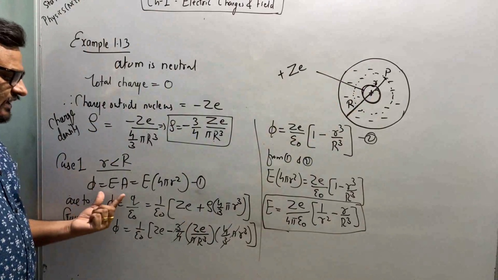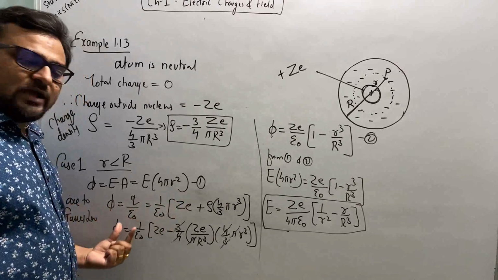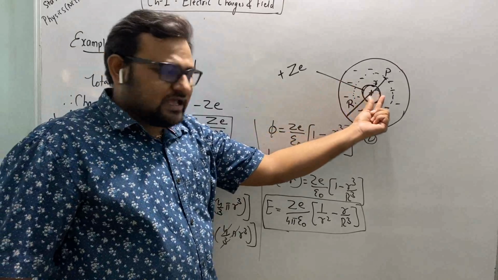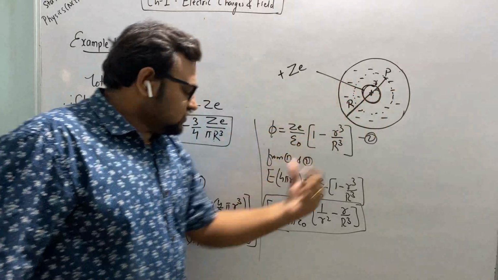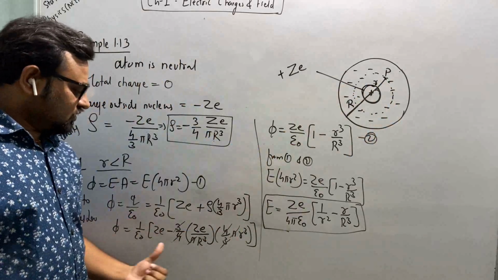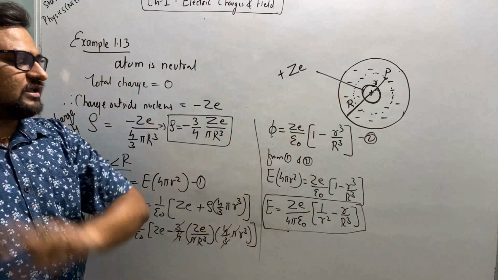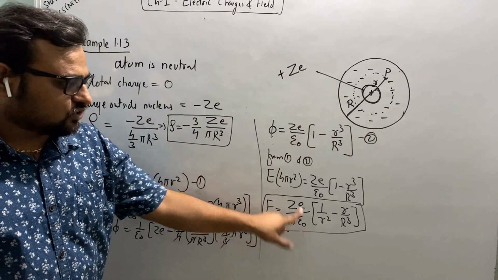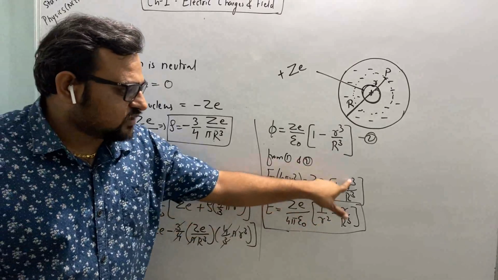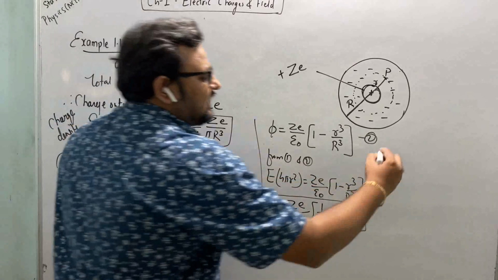I'm repeating what I had done. EA, E into 4 pi r square, then Gauss law, Q by epsilon 0, where Q is the total charge. The total charge is the charge in the nucleus Ze plus this much, that is rho V, where V is the volume 4 by 3 pi r cube. Putting the value of rho, finally I get this. Equating these two, I got E equal to Ze upon 4 pi epsilon 0 times 1 by r square minus r by R cube. Clear?